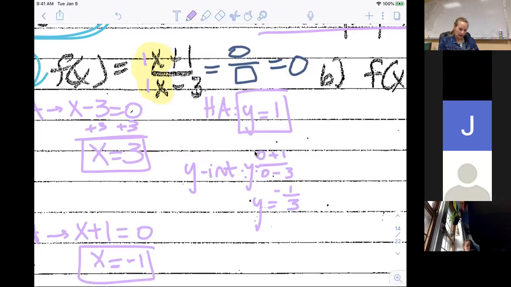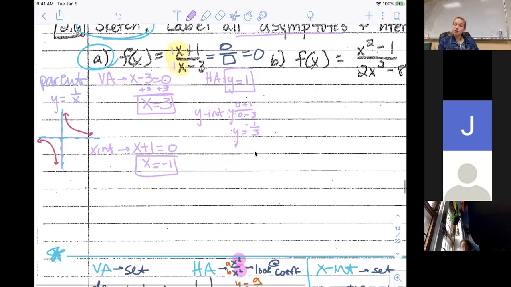All right, questions on how I got any of these values yet? No? Okay, we're all hanging in there? Okay, let's sketch it now.